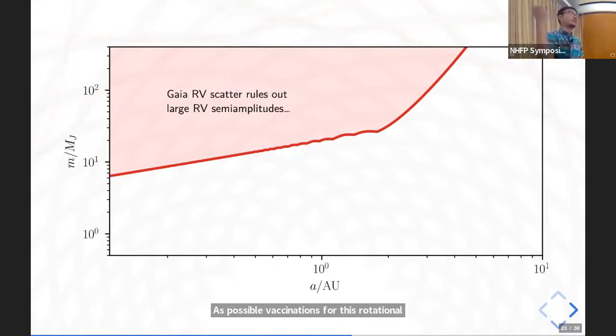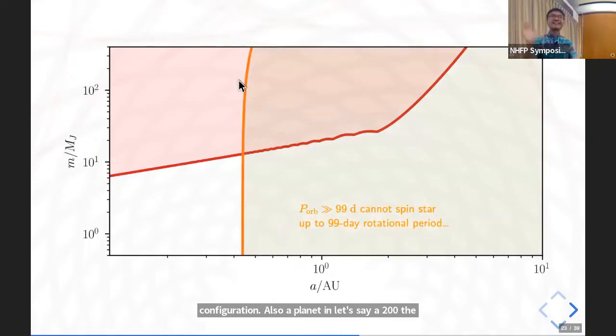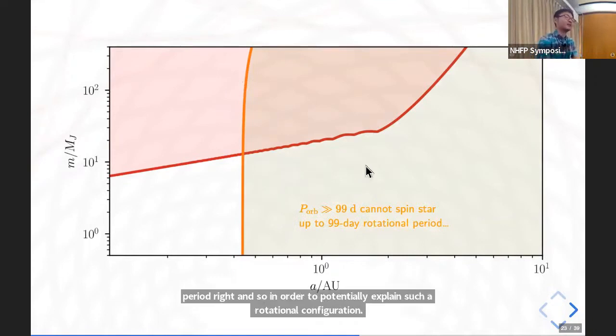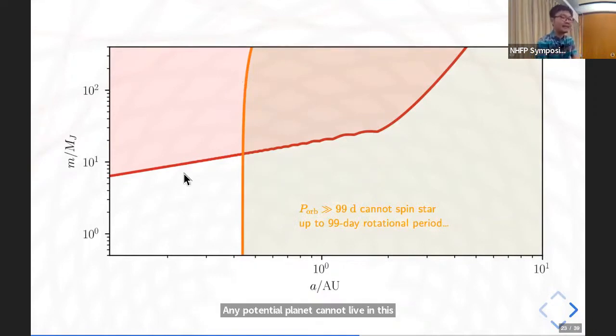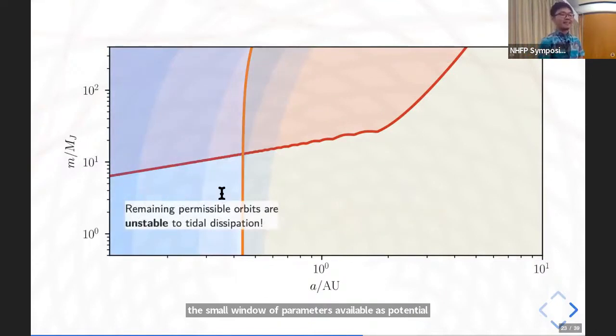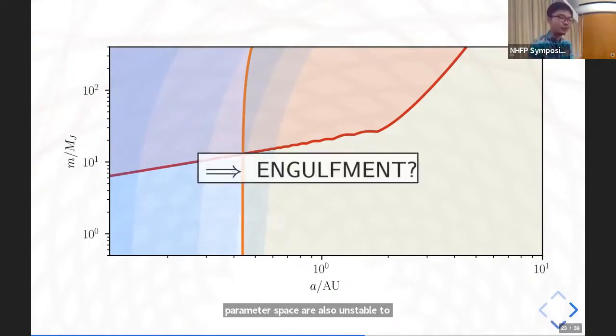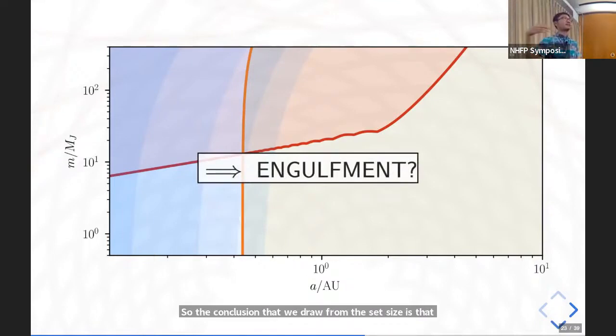Also, a planet in, let's say, a 200-day orbit can't spin a star up to a 100-day rotational period, right? And so in order to potentially explain such a rotational configuration, any potential planet cannot live in this orange part of the parameter space as well. And this leaves only a small window of parameter space available as potential explanations for how this star came to be. It turns out, however, that planets in this part of the parameter space are also unstable to tidal dissipation. So the conclusion that we draw from this exercise is that we have no choice but to consider the possibility of such a configuration emerging from a planetary engulfment scenario.